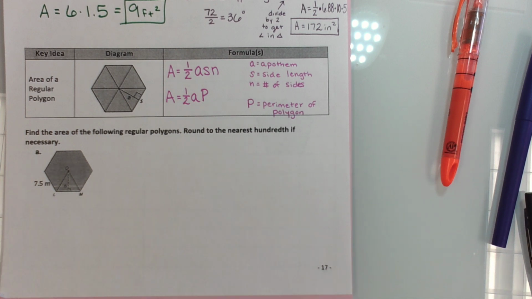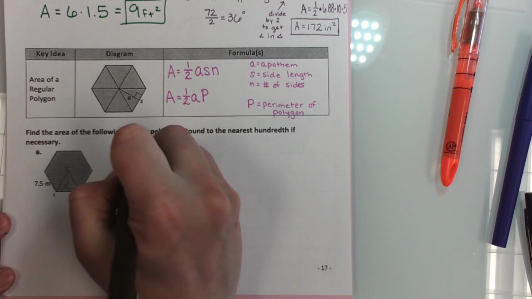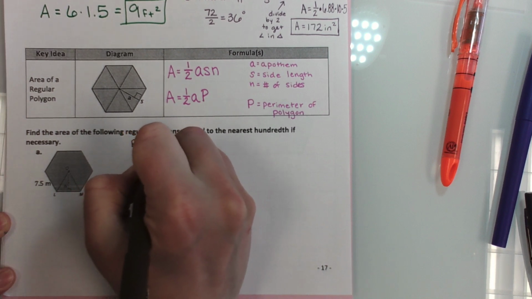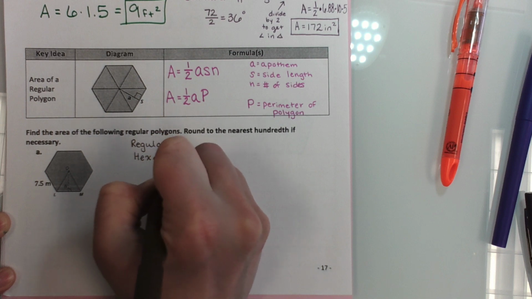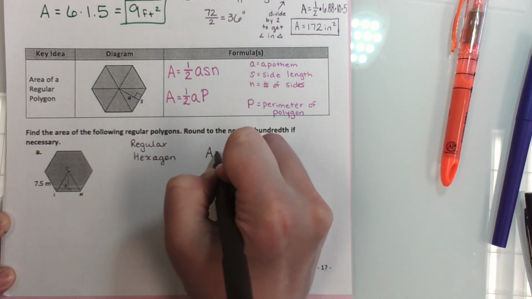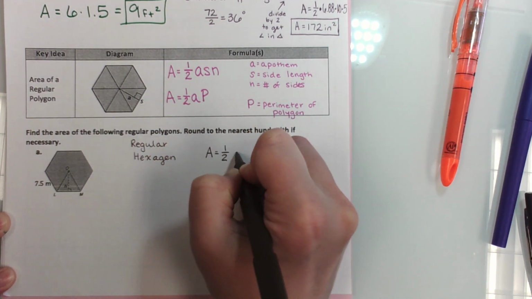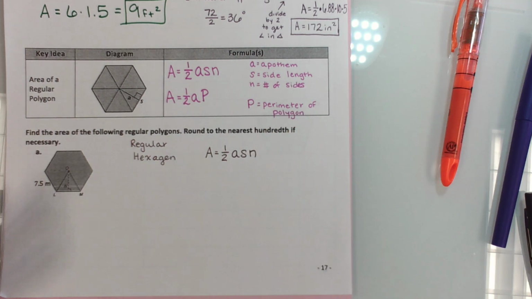This is a regular polygon. A regular what kind of polygon? The one with 6 sides. Hexagon. So it's still that 1/2 ASN. I don't care how many sides it has. If it's a regular polygon, this formula works. That includes if it's a square. You could do this formula for a square.